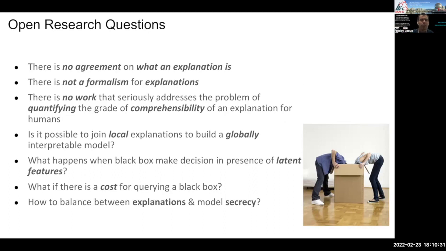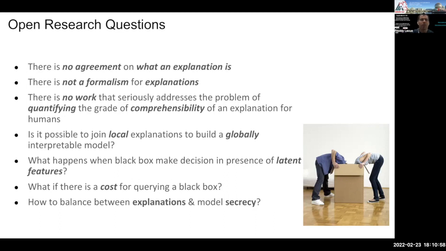There's no work that seriously addresses the problem of quantifying the grade of comprehensibility of an explanation. The interpretation of an explanation is something which is open. It is still possible to join local explanations to build globally interpretable models, and there are open questions. What happens when black boxes make decisions in the presence of latent features? That's also something that needs to be considered.